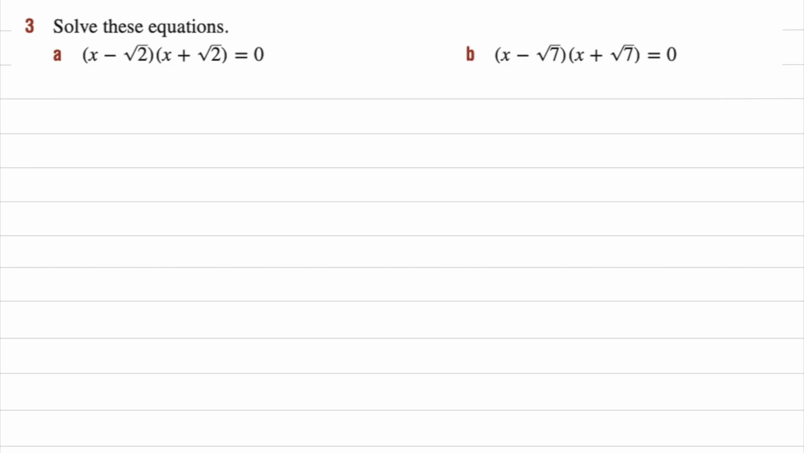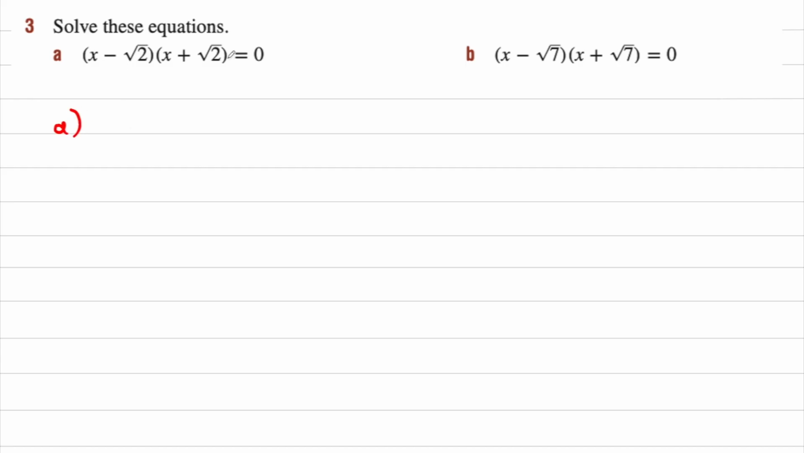Hello guys, in this video we will practice solving quadratic equations using completing the square. On the screen now you have two equations, A and B, and they already have the form of factorizing, so it's quite easy to solve. We will practice this one first before moving to exercises about using completing the square.